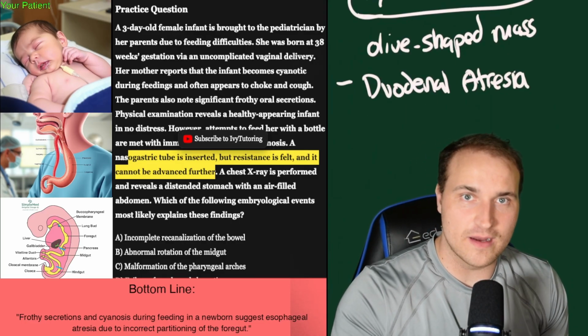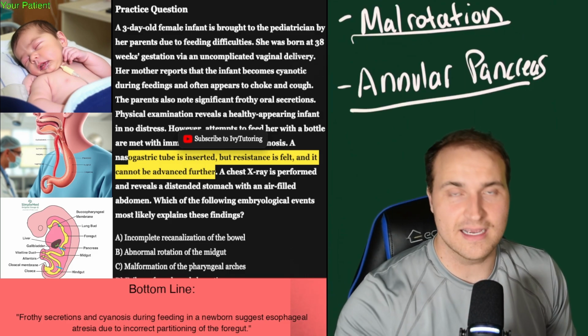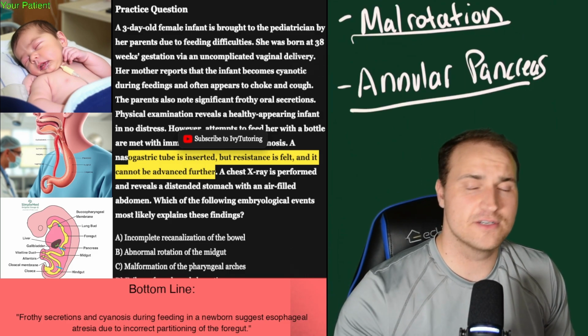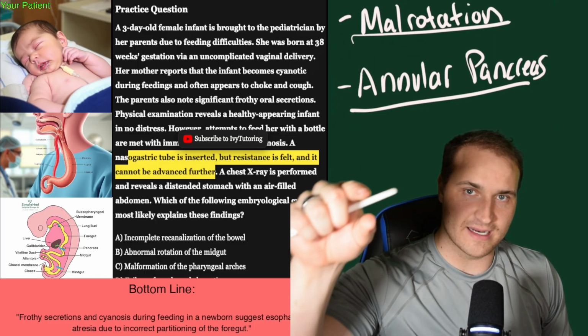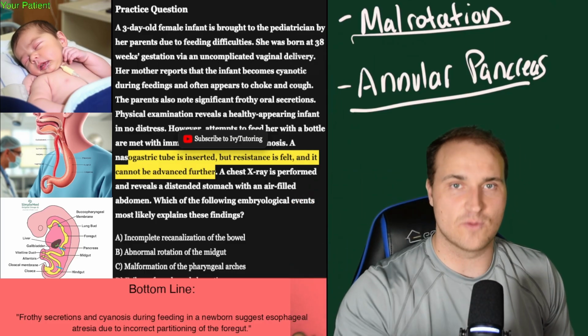You should also think of duodenal atresia, that's bilious vomiting. Next, you can think of the annular pancreas. Annular just means ring-shaped. This is where you have the pancreatic tissue that encircles the duodenum, and that can cause a duodenal obstruction and vomiting.